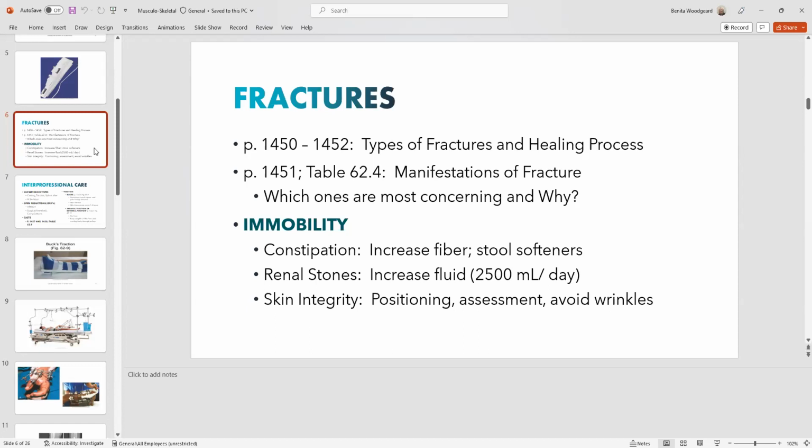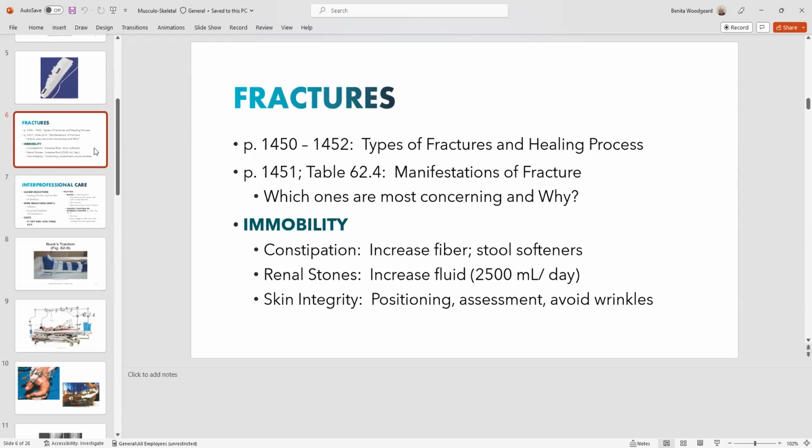Again, with constipation, you can go back to your knowledge on that, increasing fiber and fluids, using stool softeners. A lot of patients with fractures might be on opiates. Their pain may be a little bit more severe than soft tissue injuries, and those can cause constipation as well. So most of those patients should be on some kind of a stool softener so they don't get impacted. You wouldn't want that on top of having a fracture.